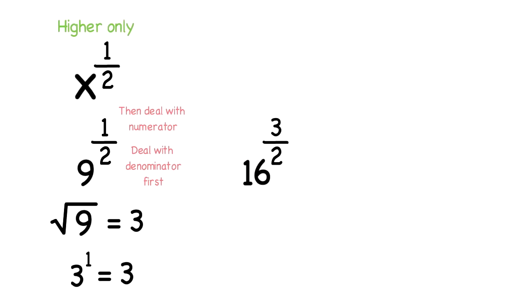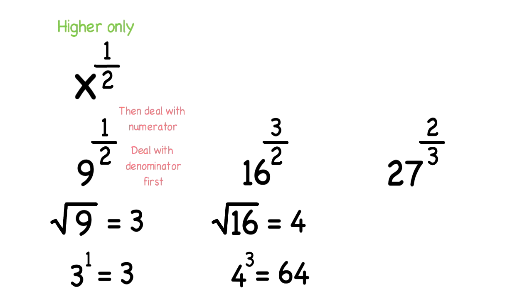If, for example, I had 16 to the power of 3 over 2, we've got a 2 on the bottom, so that means that we want to square root our 16, and that gives me 4. Then I want to use the top number and put that as the power of whatever my answer was. So I'm going to do 4 to the power of 3. 4 times 4 times 4 is 64, and that will be my answer.